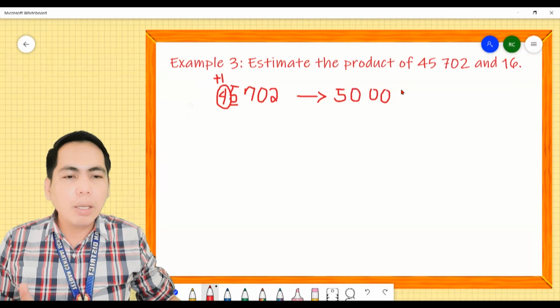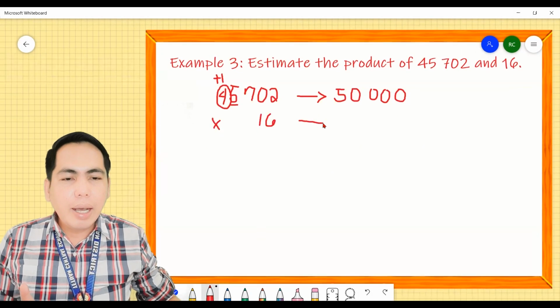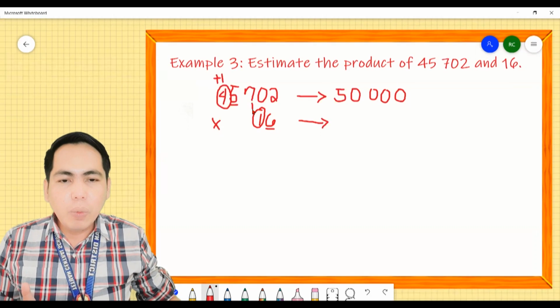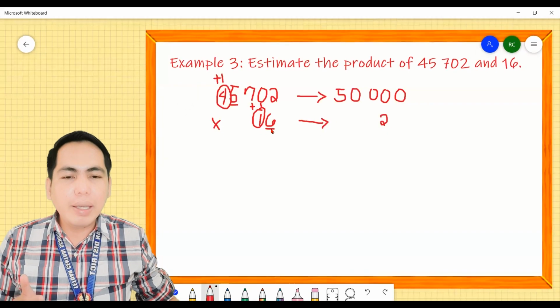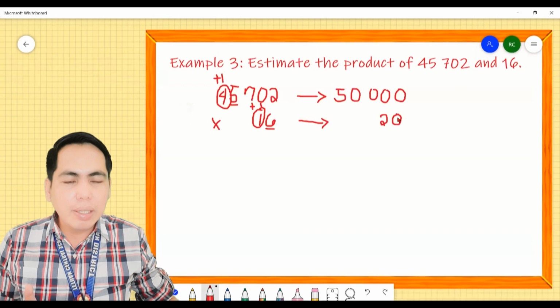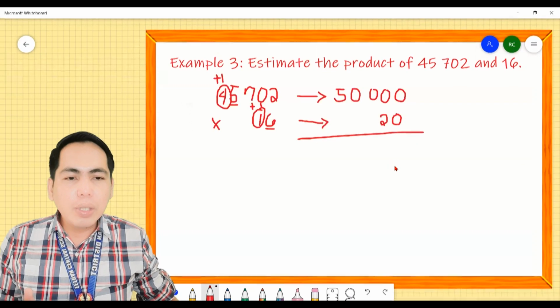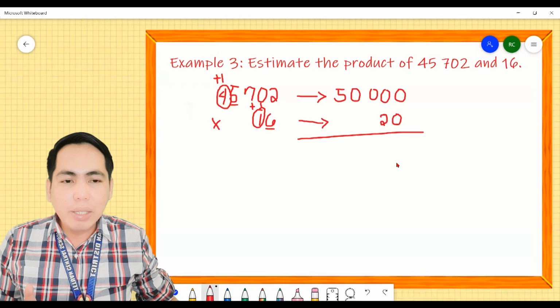And then the 16, the highest place value is tens. And 1 is found in the tens place. So after 1, the next digit is 6. Since this is 6, we have to add 1 to the digit that we are rounding off. So 1 plus 1 will be 2. And then the 6 will be replaced with 0. So we have now 50,000 times 20. Next is for us to multiply the non-zero digits. Our non-zero digits are 5 and 2. 2 times 5 will give us 10.